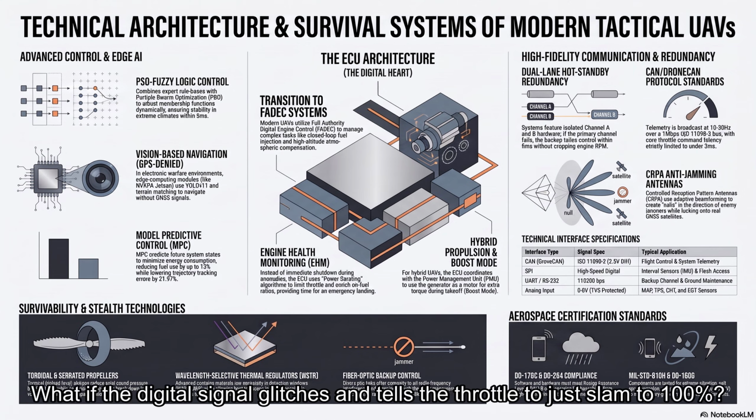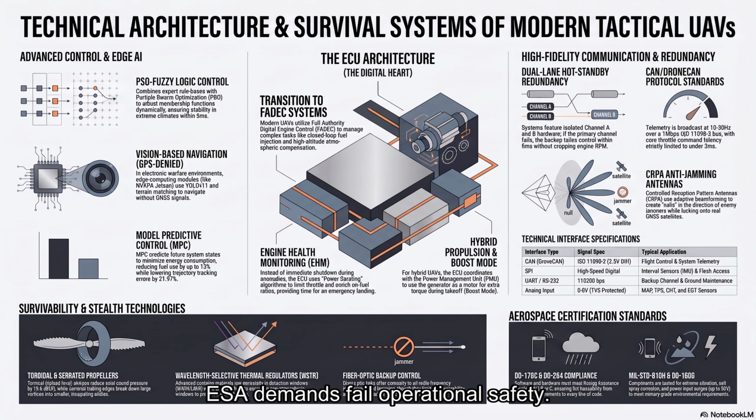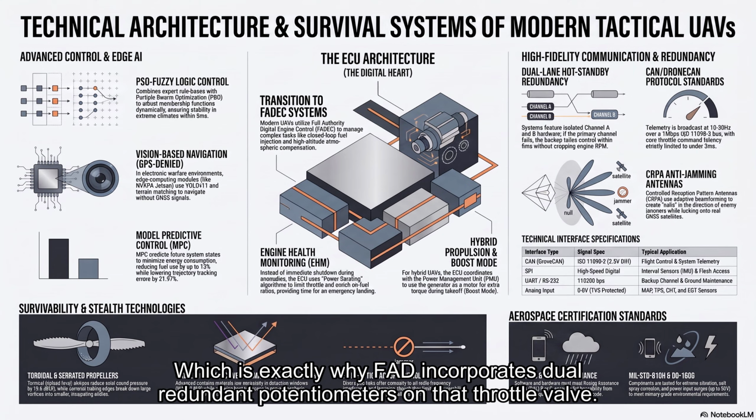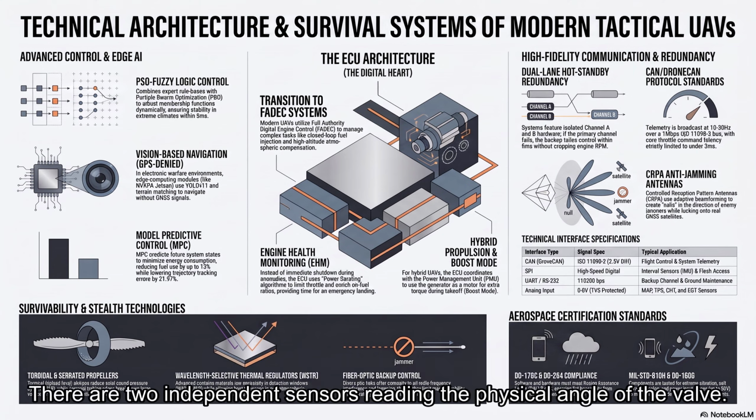What if the digital signal glitches and tells the throttle to just slam to 100%? ESA demands fail operational safety. Which is exactly why FADEC incorporates dual redundant potentiometers on that throttle valve. There are two independent sensors reading the physical angle of the valve.